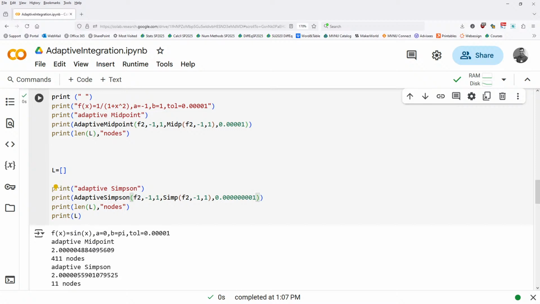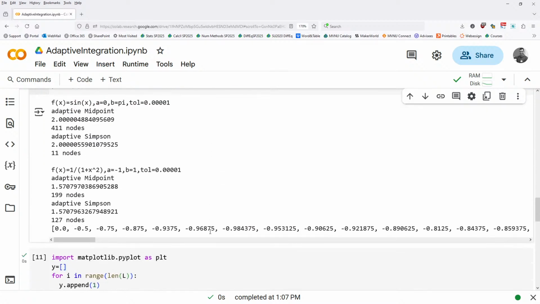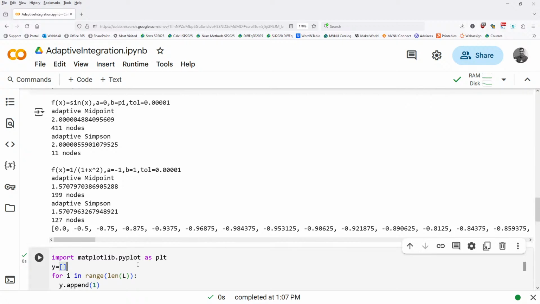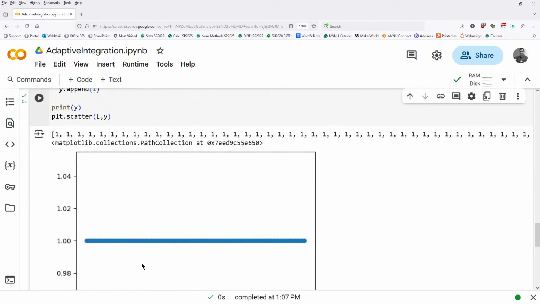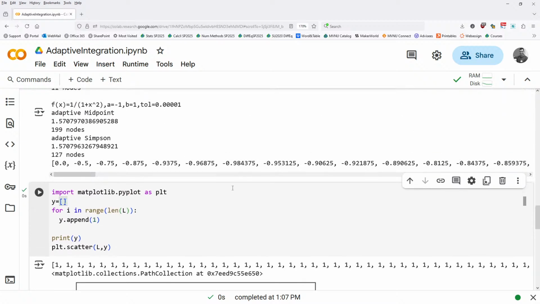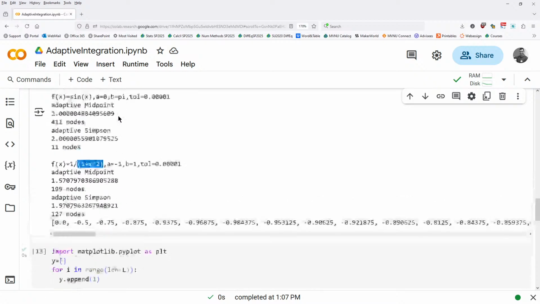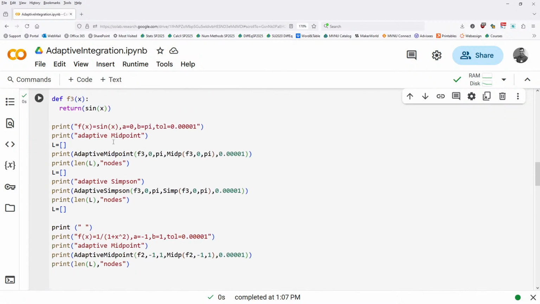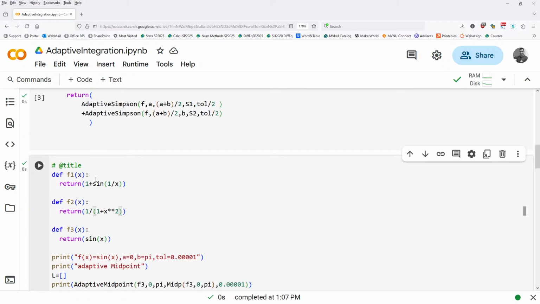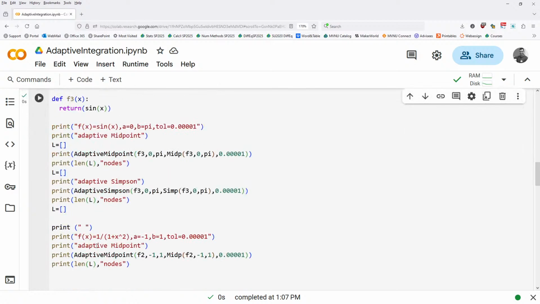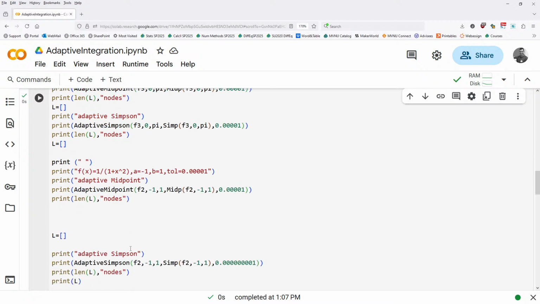Let's try this. How many nodes are there? 127 nodes. Okay, let me just see what happens. They're all stretched. Oh, now this makes me worried that my code is wrong, because they shouldn't be evenly spaced, especially since this function is such that they should be uneven. Maybe if I try one more time with a slightly different function. Oh, let's do F1. F1 is a good one. Just a minute. There we go.